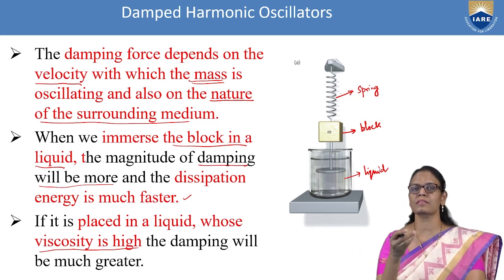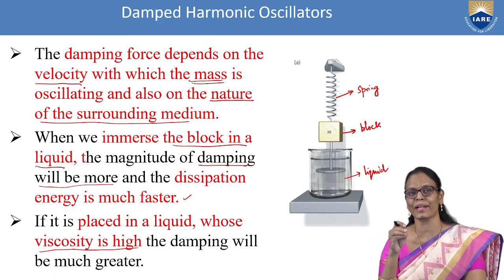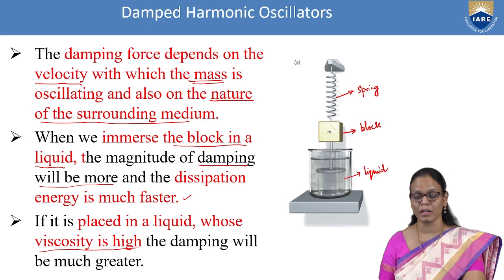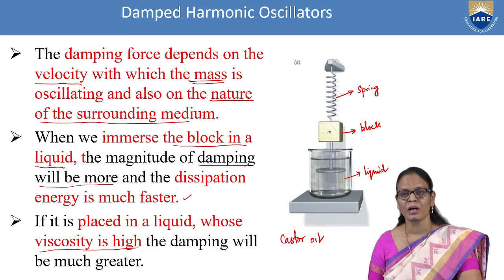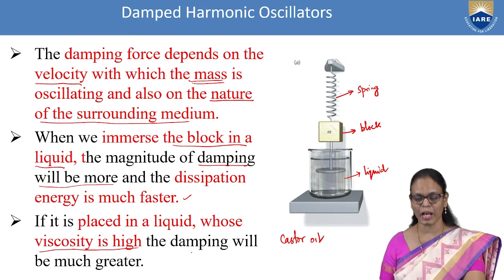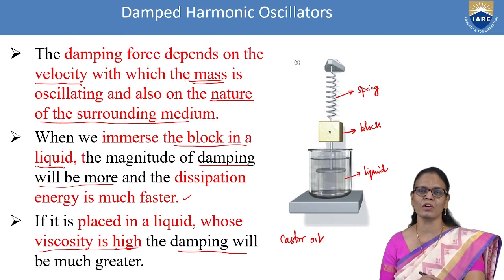Now if this oil is replaced with some other oil whose viscosity is high, maybe we'll replace it with castor oil, whose viscosity is very high, then what happens? The damping will be much greater. So this shows that it depends upon the nature of the medium in which it is oscillating.